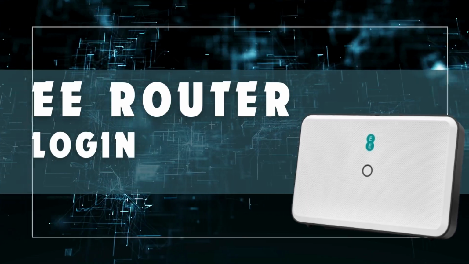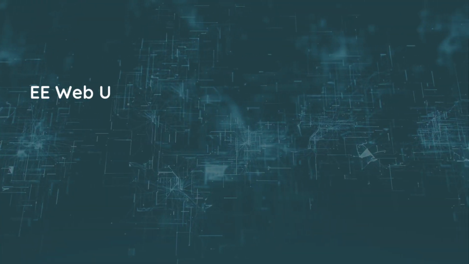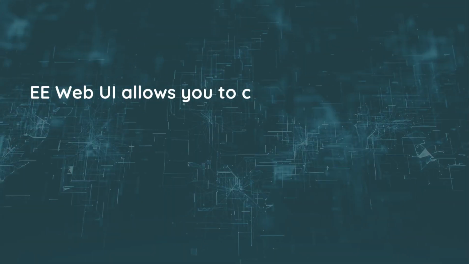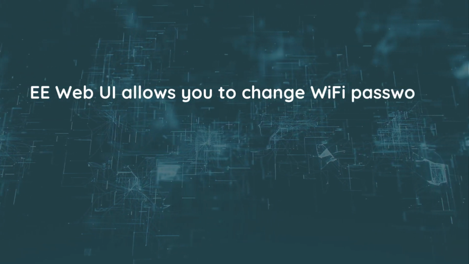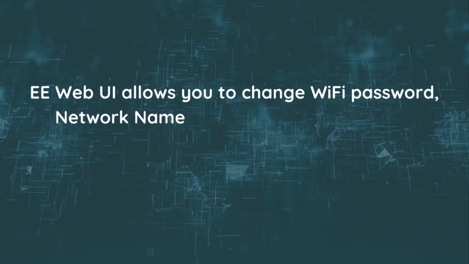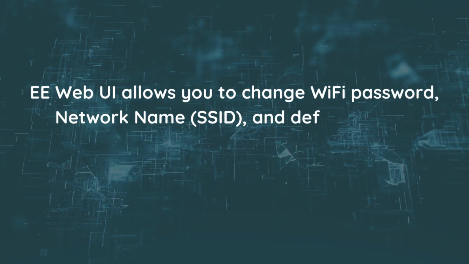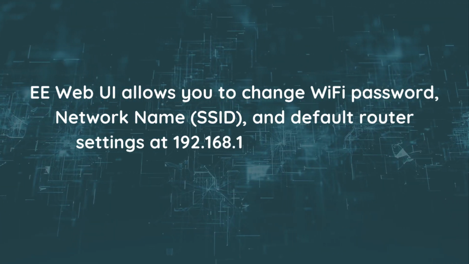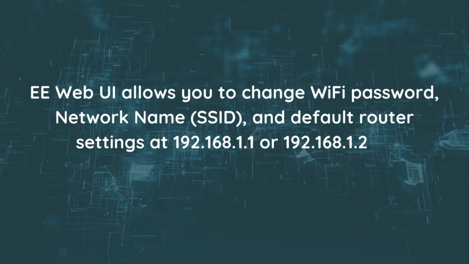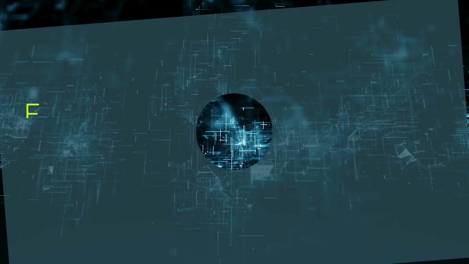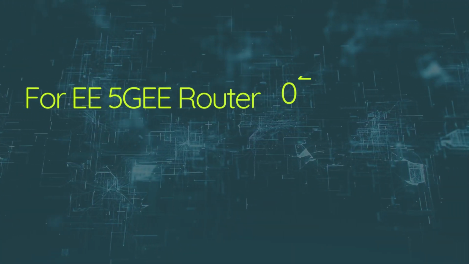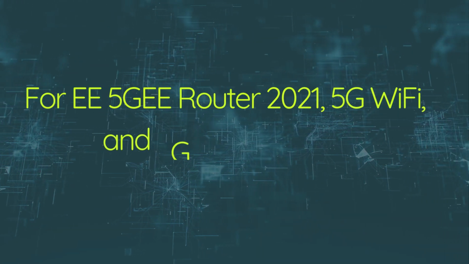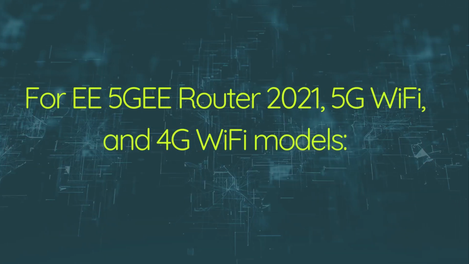EE Router Login. The EE Web UI allows you to change the Wi-Fi password, network name, SSID, and default router settings at 192.168.1.1 or 192.168.1.254, for EE 5G Router 2021, 5G Wi-Fi, and 4G Wi-Fi models.